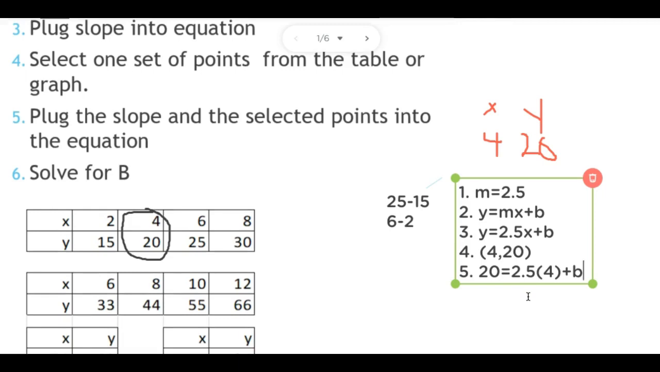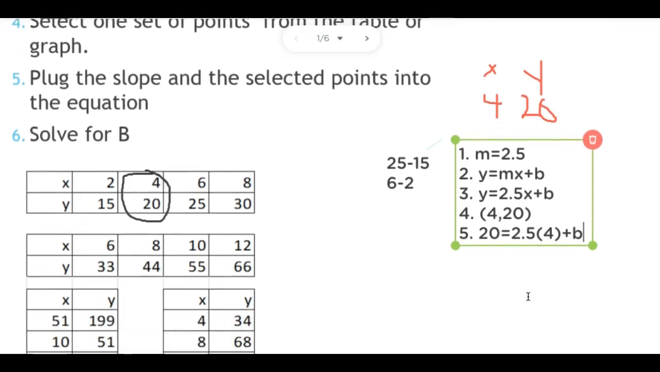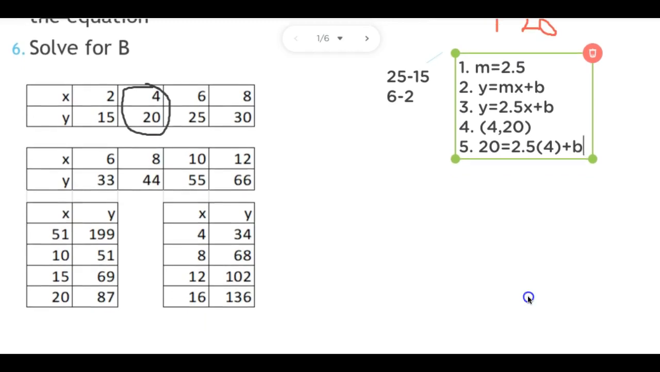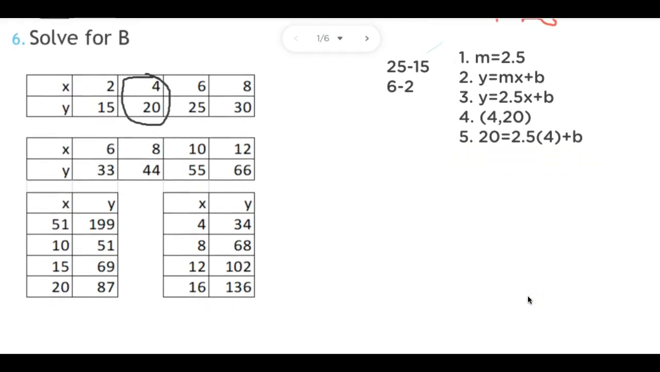Now this is something that you guys did in your previous math course where you solved an equation with variables on one side. So I'm going to walk you through that right now in case you forgot how to do that. All right? So first let's come down here and I'm going to rewrite this equation. Let's give it some space. And so our equation is 20 equals 2.5 parentheses 4, plus b. All right. So there's our equation.